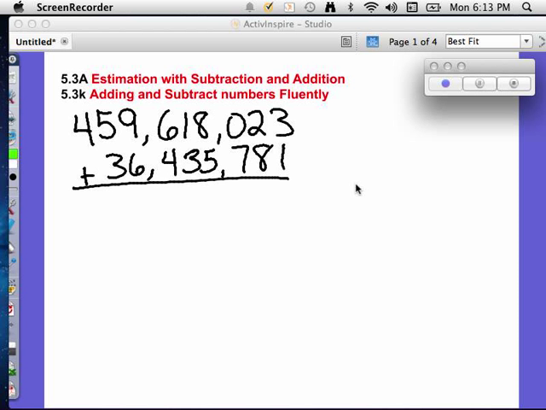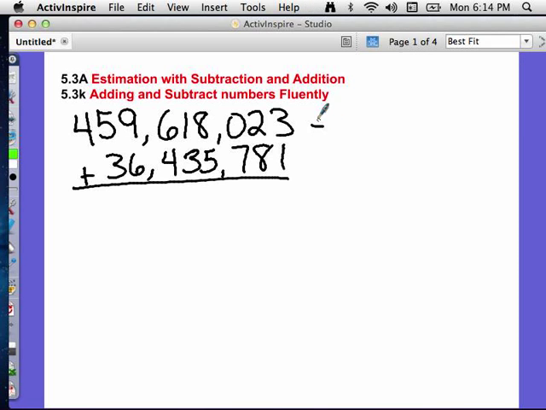What I will do is take 459,618,023 and I'm going to round that to 460 million. Then I will take 36,435,781 and I will round that to 36 million.